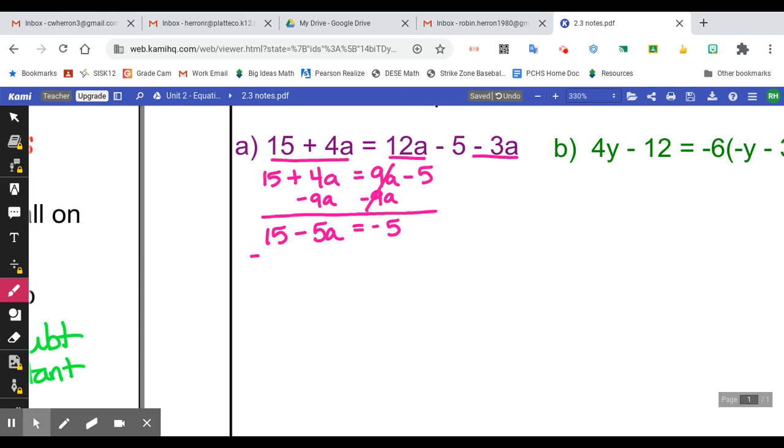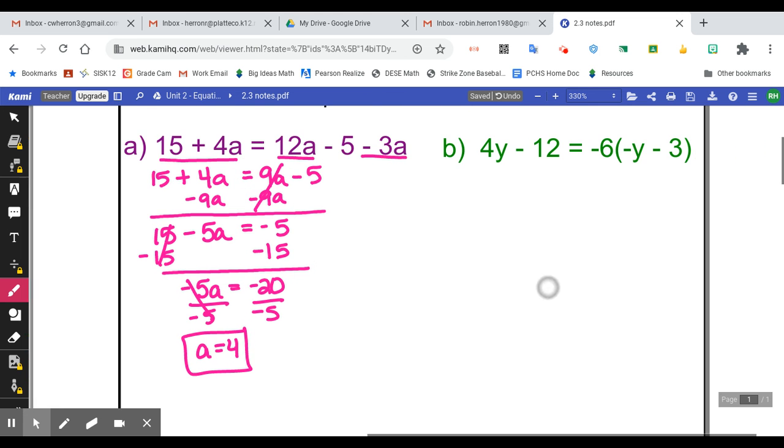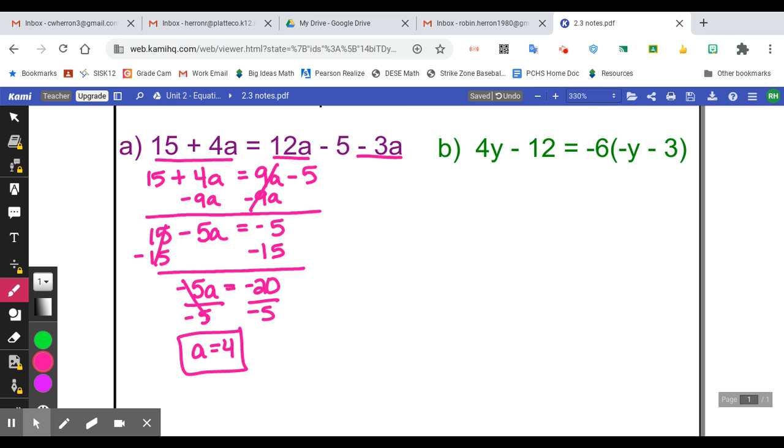Now I'm back to the constant, so I'm going to subtract 15 from both sides. Negative 5a equals negative 20. And my last step is to divide the coefficient. So a equals positive 4. Okay. Remembering to check your work as you go so you can make sure that it goes correctly.